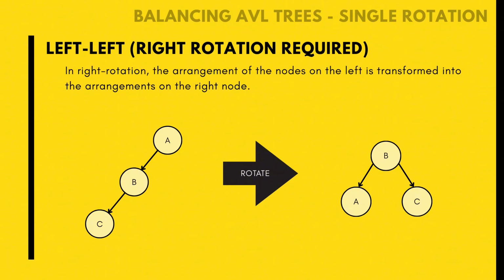To fix this, we will perform a single right rotation rooted at C. This is done in the following steps. B becomes the new root. C takes ownership of B's right child as its left child, and in this case, that value is null, and then B takes ownership of C as its right child. The tree now looks like this.